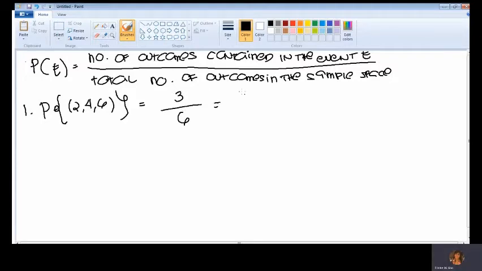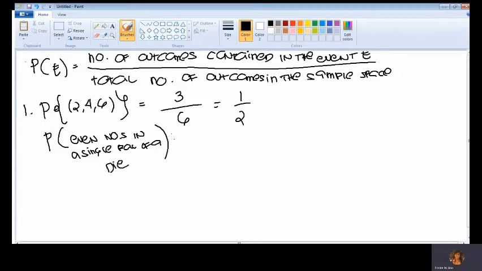Lowest term of 3 over 2, that is 1 over 2. So therefore, the probability of an even number in a single roll of a die is 1 over 2. Okay, example number 2.